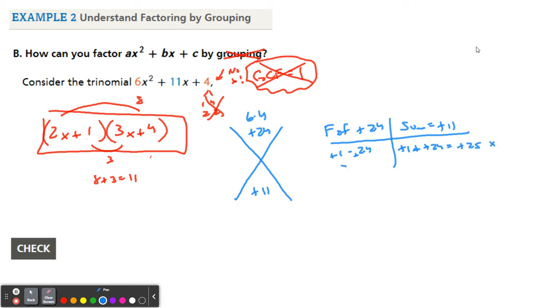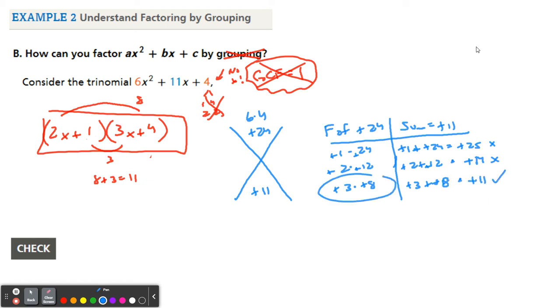Positive 1 plus positive 24 is positive 25. Not right. Then we do 2 and 12. Positive and positive, 2 times 12 is 24. Positive 2 plus positive 12 is positive 14. That's not what we want. So then we do 3 times 8 because 3 times 8 is 24. Positive 3 plus positive 8 is positive 11, and that's what I want. So I know it's positive 3 and positive 8.